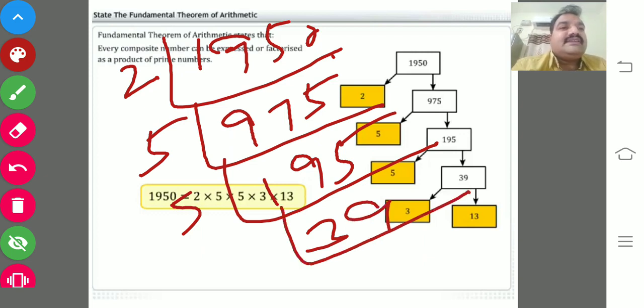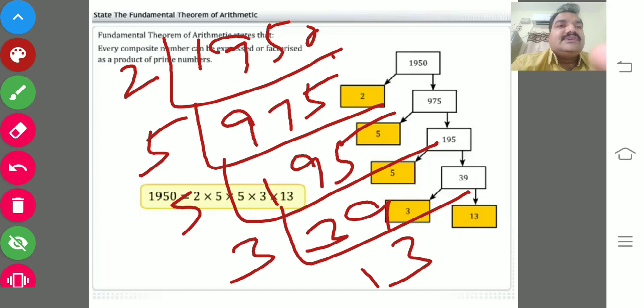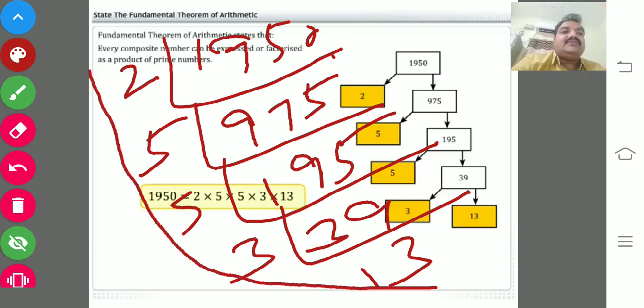So 39 is not an even number, and it is not ending with 5. So obviously we go with 3. 3 plus 9 is 12, and 12 is a multiple of 3. So 3 times 13 is 39. So when you find the prime factorization, you will write 2 into 5 into 5 into 3 into 13. That's it. It's the prime factorization method.